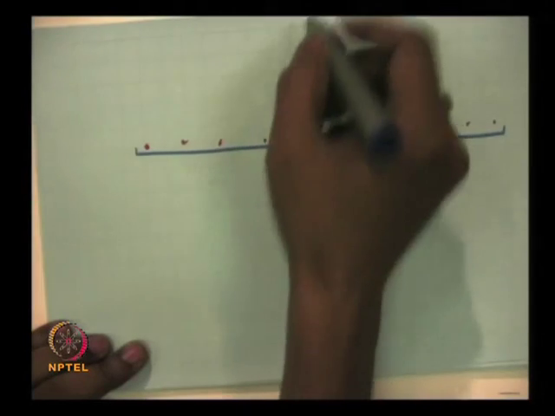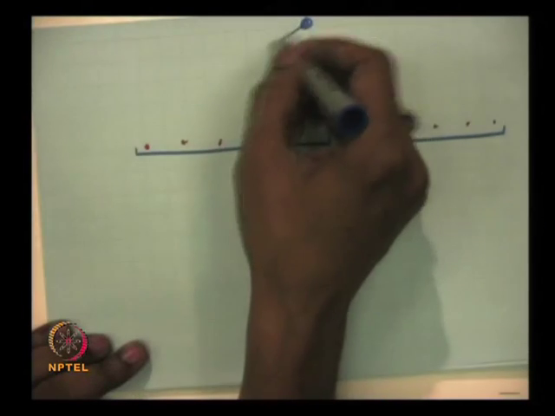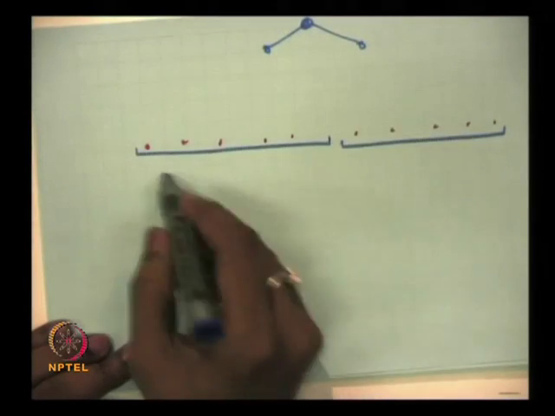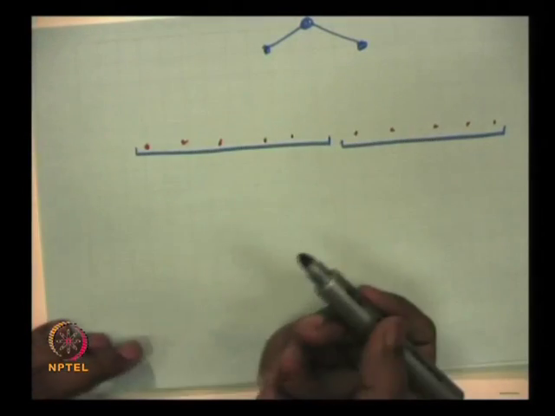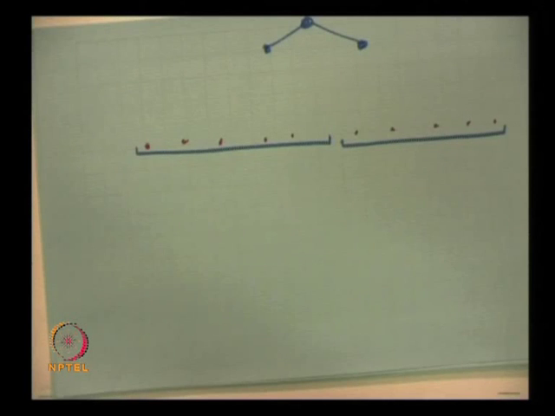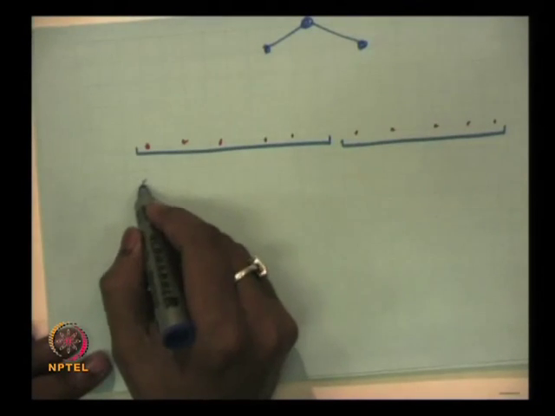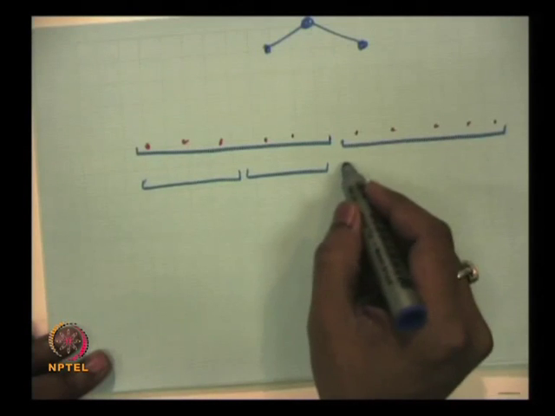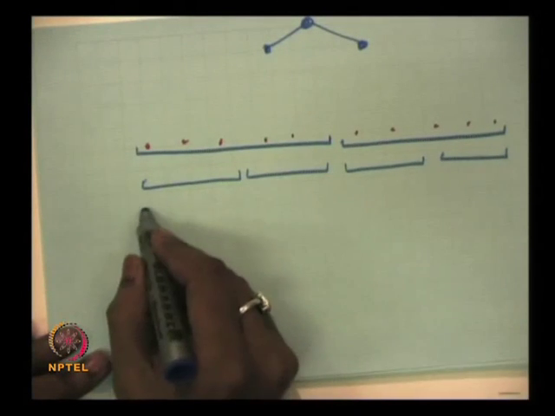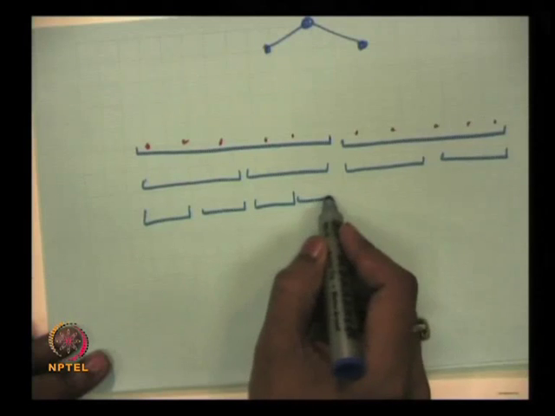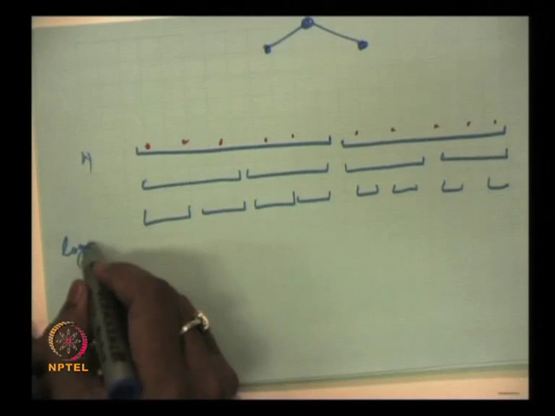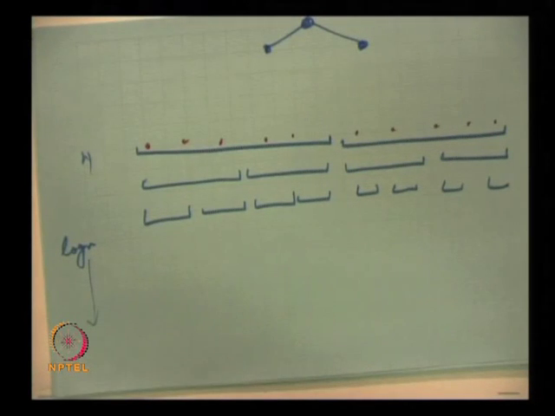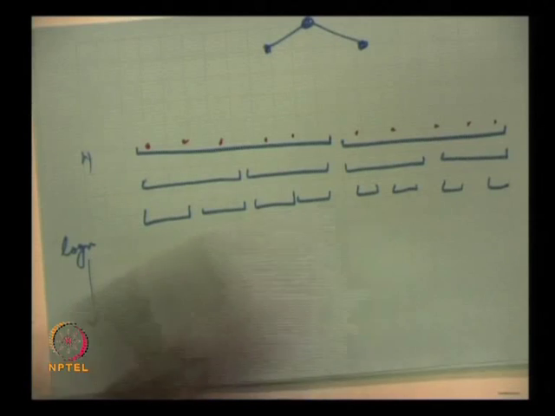We have a node that corresponds to the entire set of points, and then we have 2 nodes that correspond to the left half and the right half. Then you continue like that. You again find the median of this, and you just continue like that, and you have a depth of log n.